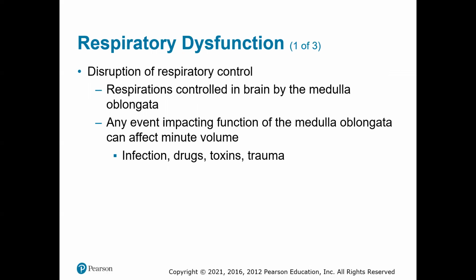Any respiratory dysfunction could be caused by a problem with respiratory control in the medulla oblongata. It can be affected by drugs, trauma to the head, or a fall. You can see this with traumatic brain injury, with concussions, and seizures can lose control of their respirations. Many different events can impact the function of the medulla oblongata, and this in turn will affect the minute volume, either by reducing the speed that we breathe or the volume that we breathe.